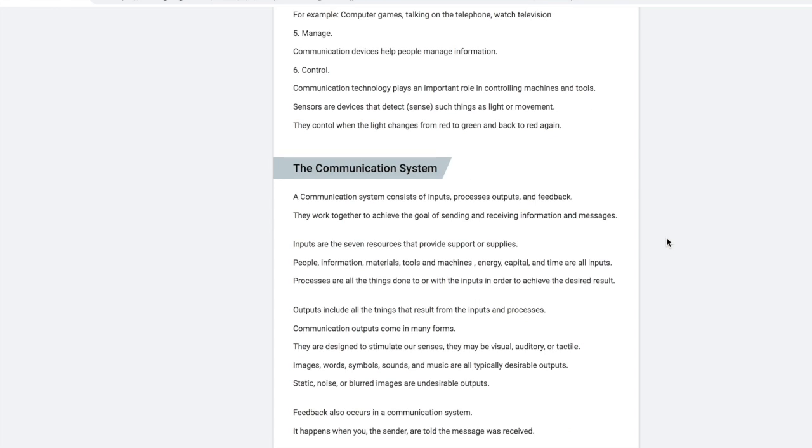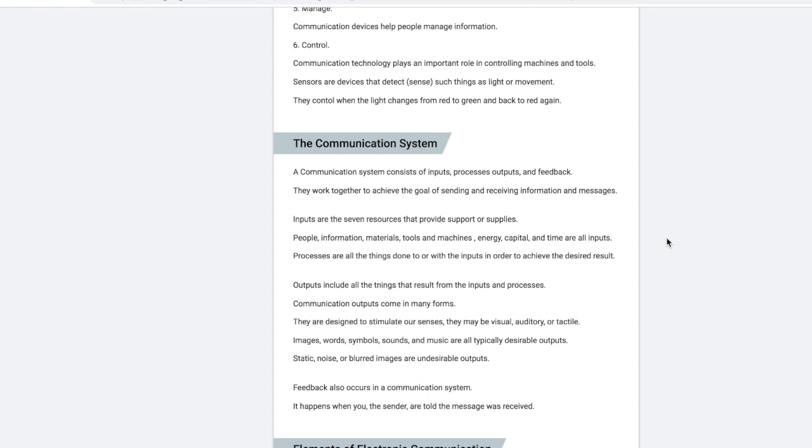Communication technology plays an important role in controlling machines and tools. Sensors are devices that detect or sense such things as light or movement. They control when the light changes from red to green and back to red again.